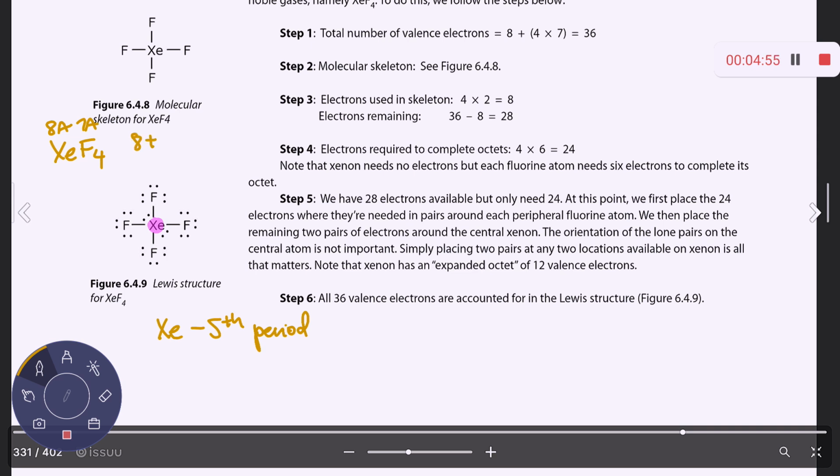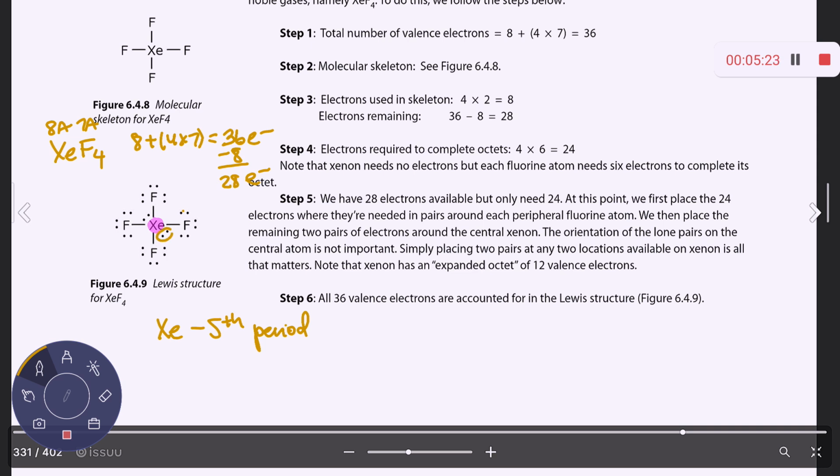So it's 8 plus 4 times 7, so this is 28 plus 8, this is going to be 36. I have 36 electrons to work with, okay? So we've got 2, 4, 6, 8 when we drew in our single bond, so that means you've got what, 28 left? 2, 4, 6, 8, 10, 12, 14, 16, 18, 20, 22, 24. So 24 are on the fluorines.